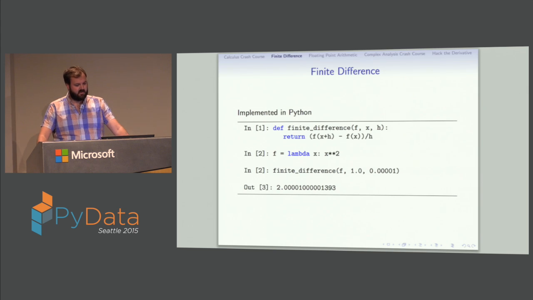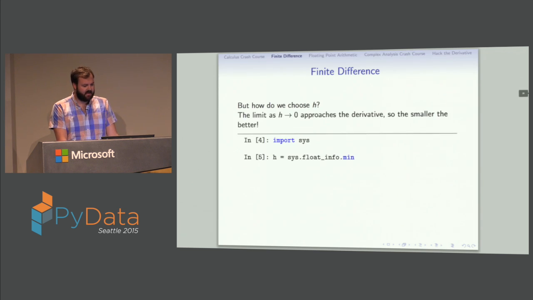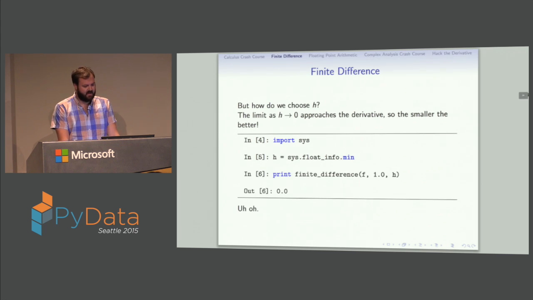Here's our x squared function, and we can find the derivative at 1, and we plug in some small value for h, and that's pretty good. That's pretty close. Now we have to figure out, how do we choose the h? We really want the limit as h approaches 0, so probably the smaller the better. If we hop in, we can actually get the smallest float that Python can handle, set that equal to h and plug that in, oh crap, that doesn't work.